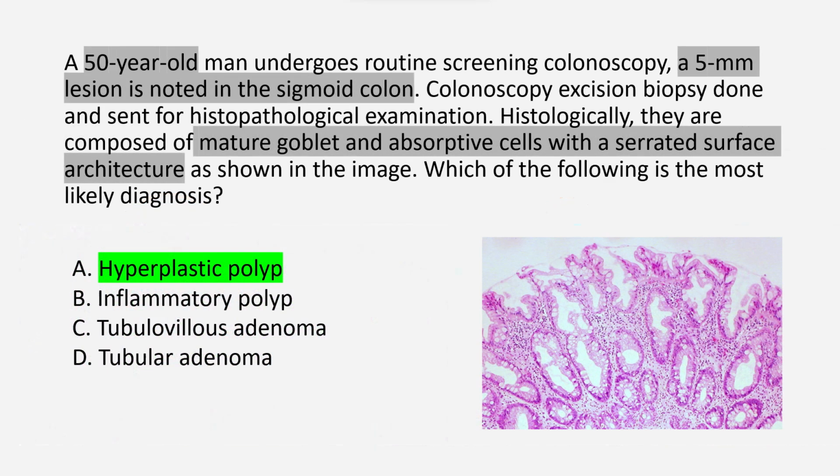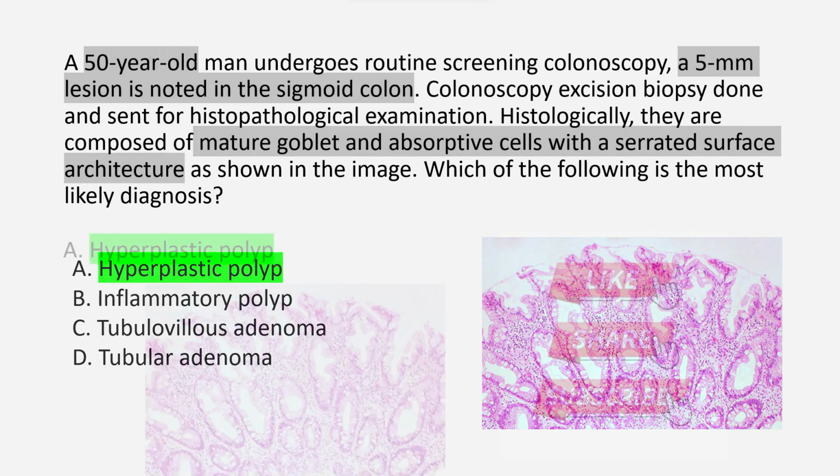As we can see, a 5 mm incidental lesion in the left side of the colon, and on histopathology it shows mature goblet and absorptive cells with a serrated surface limited to the upper 1/3, pointing to the diagnosis of hyperplastic polyp.